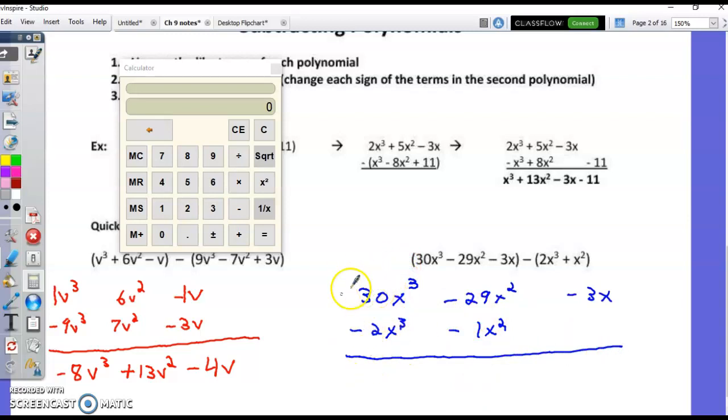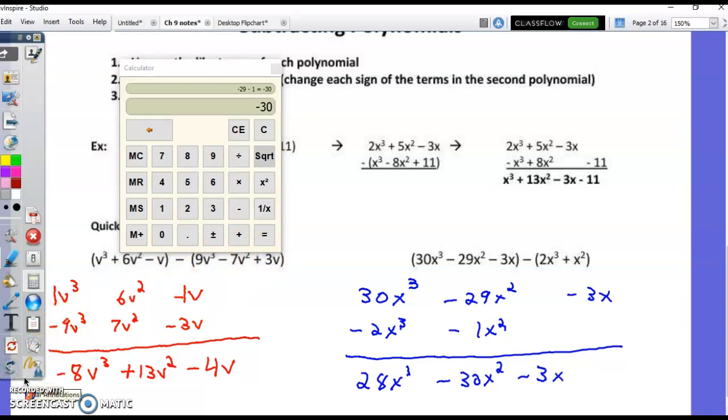30 take away 2, or 30 plus a negative 2. It's the same thing. That'll be 28x to the third. Negative 29 minus 1. Now be careful with your negatives. So if you're going to add those, remember it's negative 29 plus a negative 1, or just minus 1, which would give us a negative 30x squared. And then there's nothing to combine that with, so we'll just leave that as a negative 3x. So that is how you add or subtract polynomials.